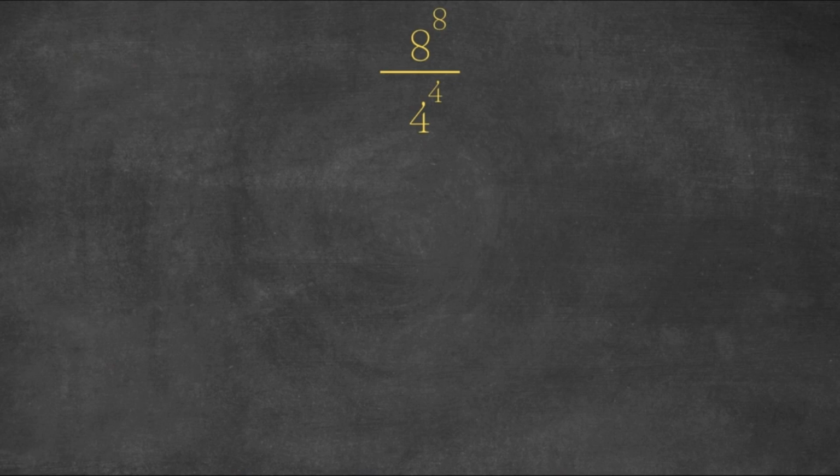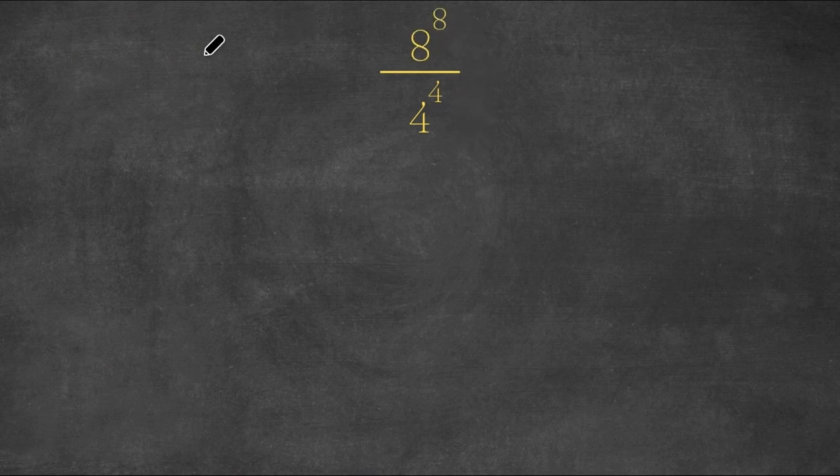In today's video, I'm going to be teaching you guys how to solve this problem without a calculator. So we have 8 to the power of 8 divided by 4 to the power of 4. Now what I'm going to do is I'm going to make it so that both of these numbers or terms are the same base.